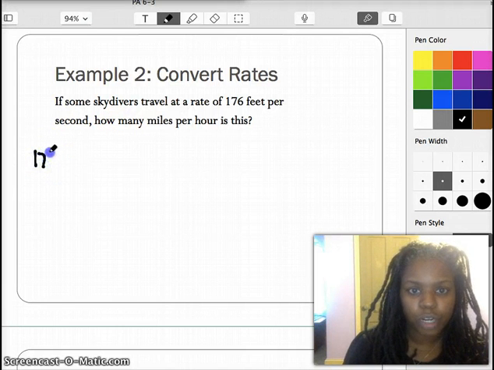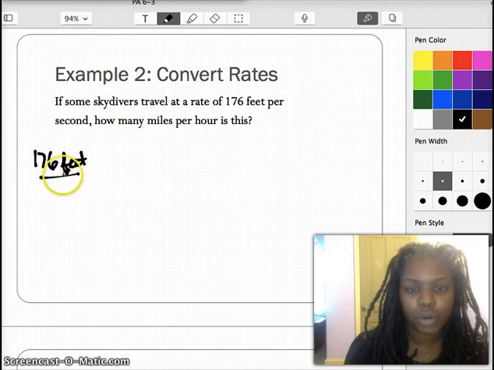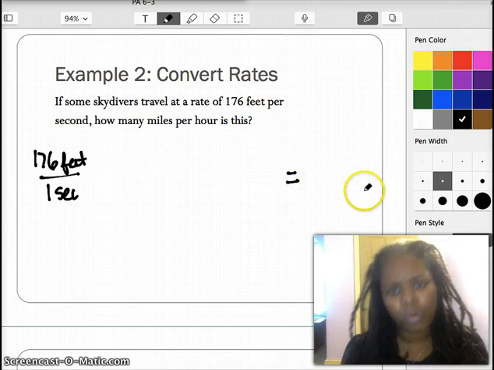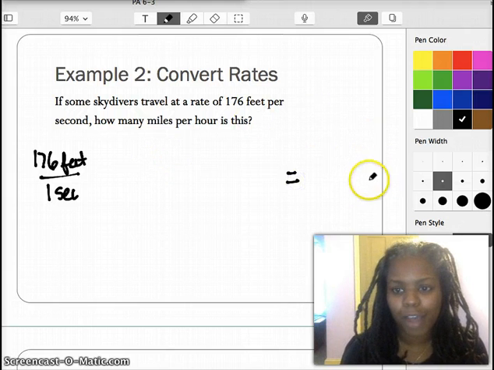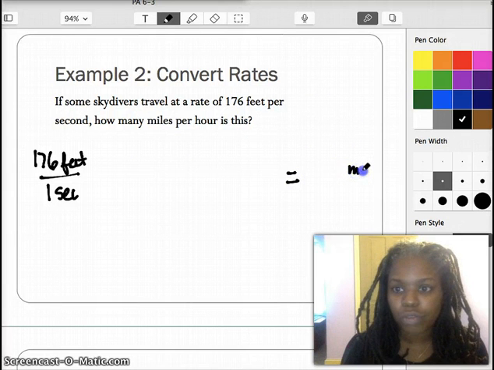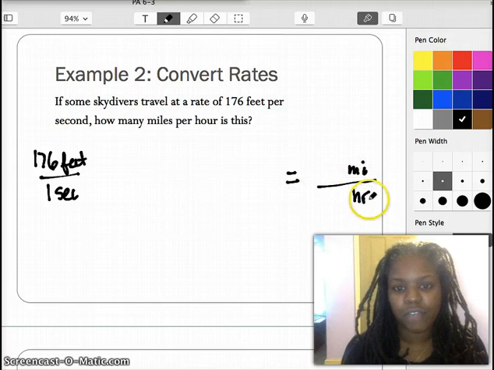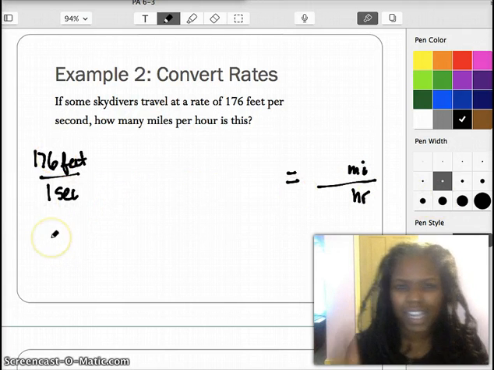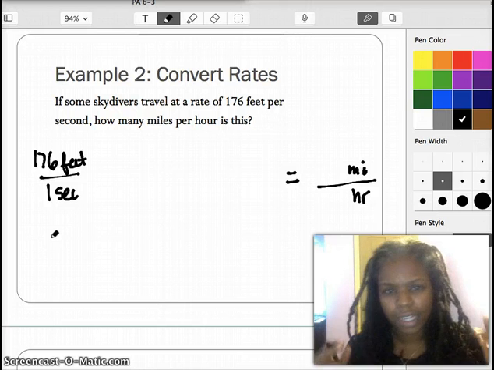So here's what I'm going to do. I'm going to write 176 feet as a ratio, as a fraction, over 1 second. So that's what's going on, 176 feet to 1 second. What's my goal? My goal is ultimately to get this into miles per hour. So I like to write that down, miles per hour, as the finishing product. Now I'm going to probably multiply by some stuff along the way in order to cancel out the units that I don't want and to keep the units that I do.